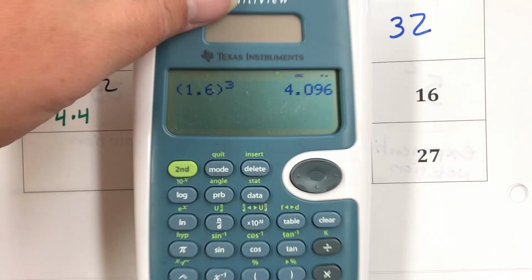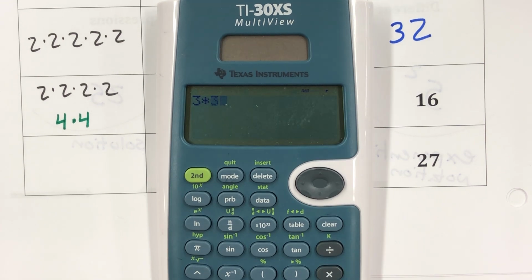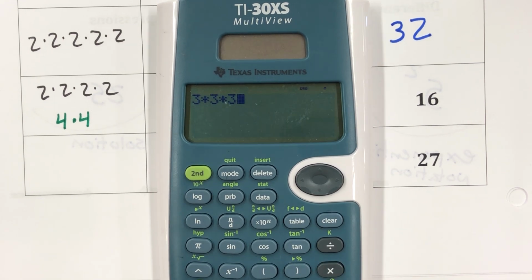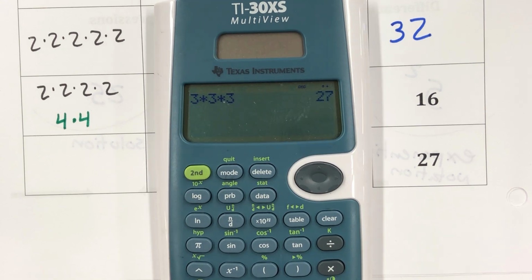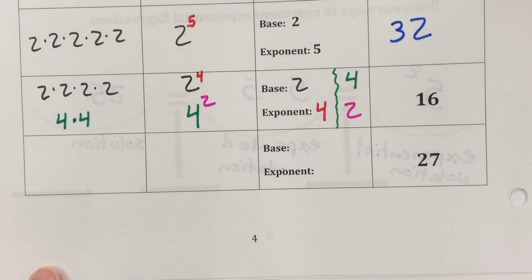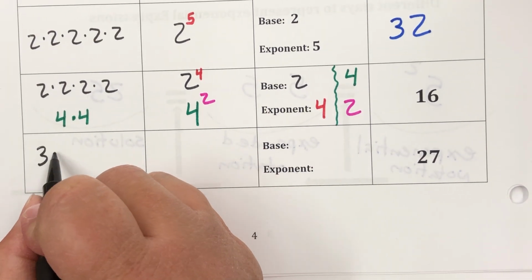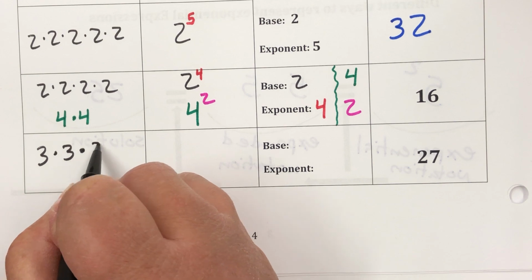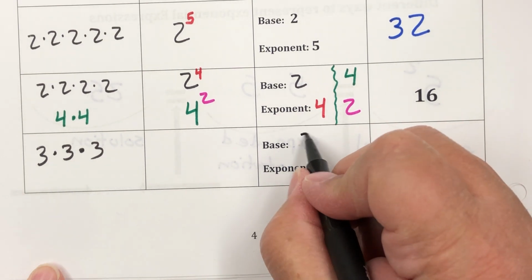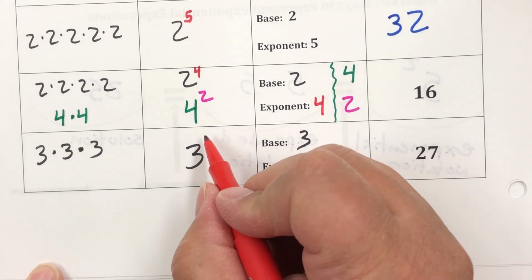I'm going to grab my calculator. I ain't writing anything down until I check it. 3 times 3 times 3. 3 times 3 is 9, times 3 is 27. I could have played around with the calculator a couple of times and gotten that. Let's see. Here we go. 3 times 3 times 3. My base is 3, and my exponent is also 3.